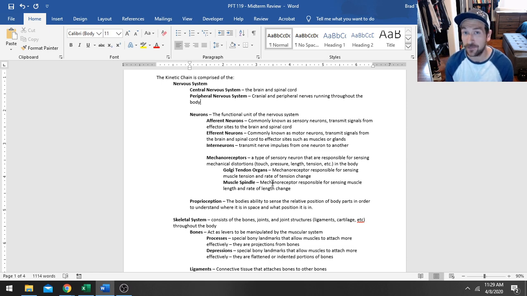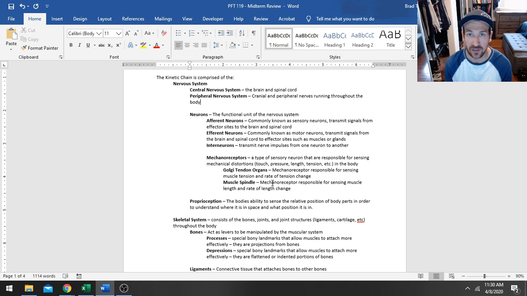You've also got efferent neurons, which are commonly referred to as motor neurons. They are neurons that transmit signals from your brain to an effector site, such as a muscle or a gland or something like that. So you would gather information with your afferent neurons that would come in, your brain would make a decision, and then it would execute the response with your efferent neurons.